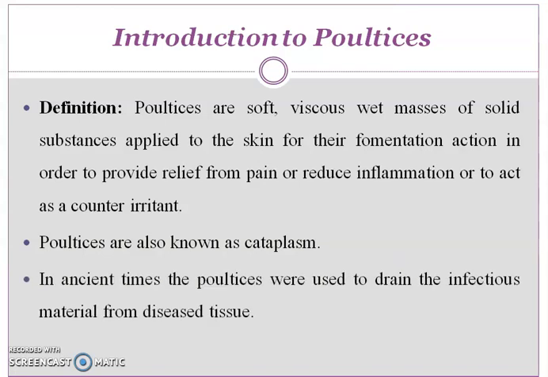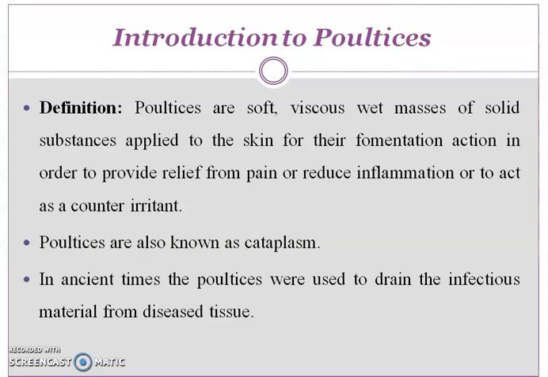In ancient times, poultices were used to drain the infectious material from diseased tissue. Nowadays, it is considered to be an outdated preparation and is hardly prescribed by physicians or prepared by a pharmacist. Heavy kaolin is commonly included in the formula for preparing poultices because it acts as a carrier of heat.